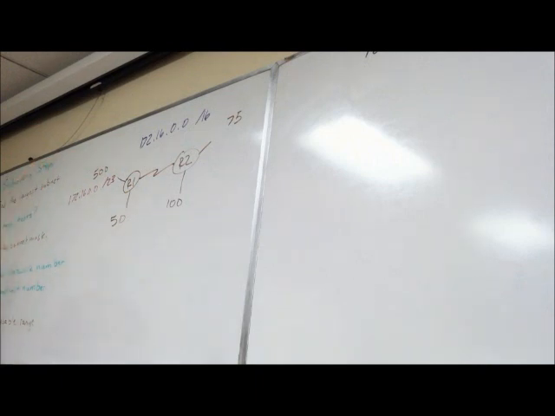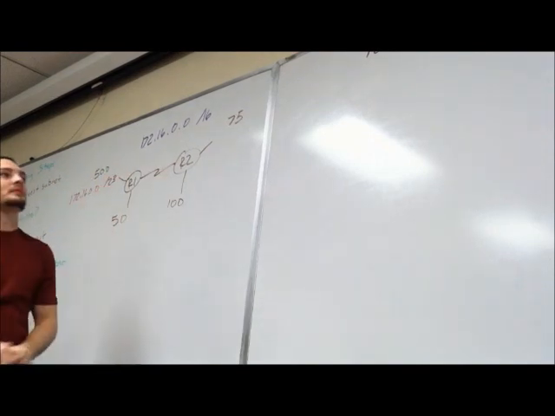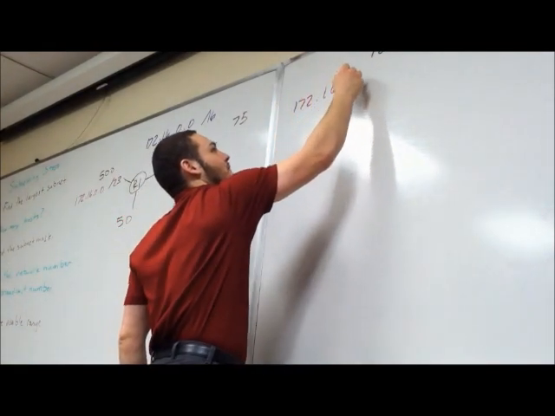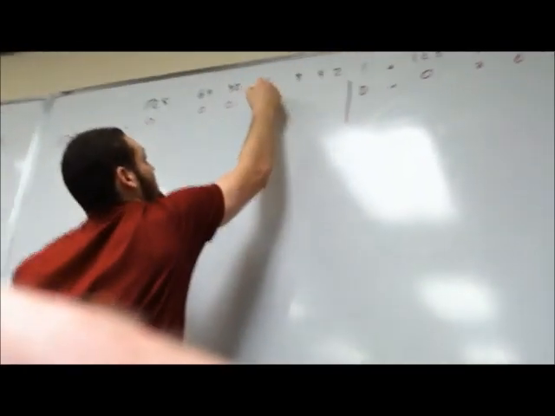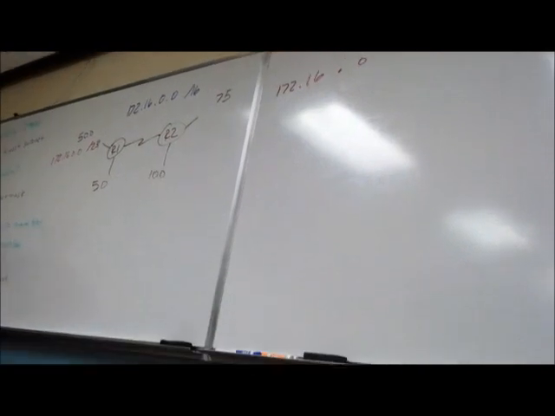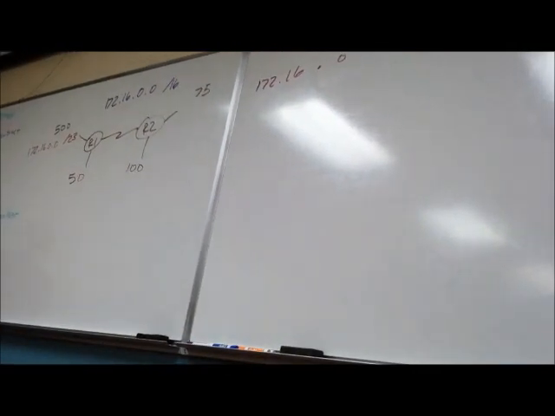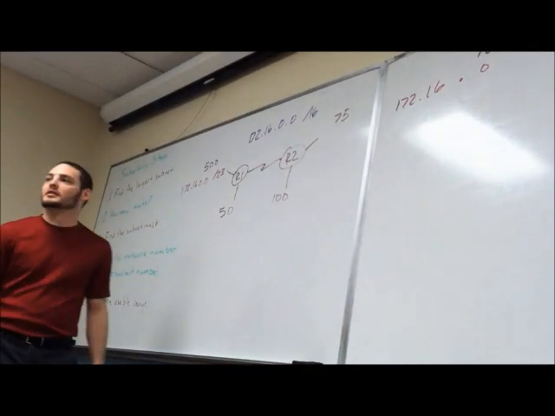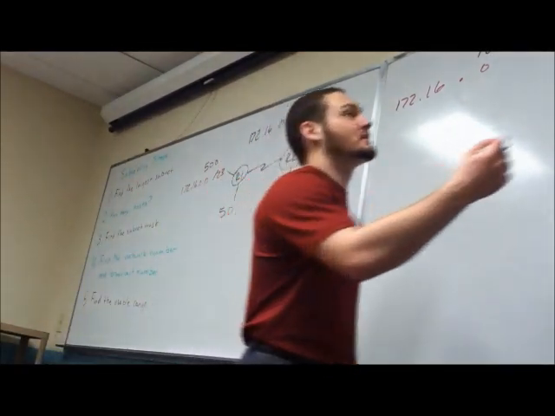Right. That's always going to be the case. So your largest subnet is going to have the same network number as your major network number. Okay. So we've got 172.16.0.0. Now we found the network number, which was just our major network number. We need to find the broadcast number. All ones in the host bits.